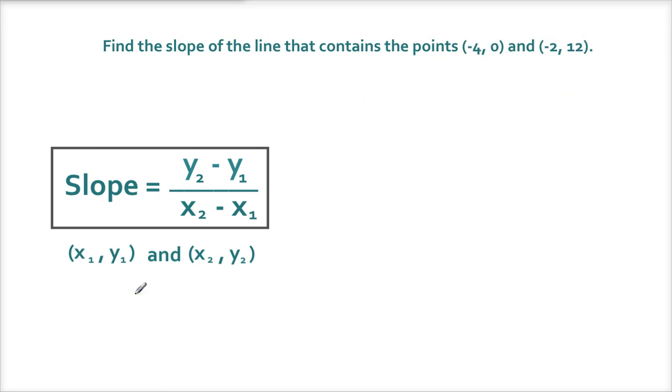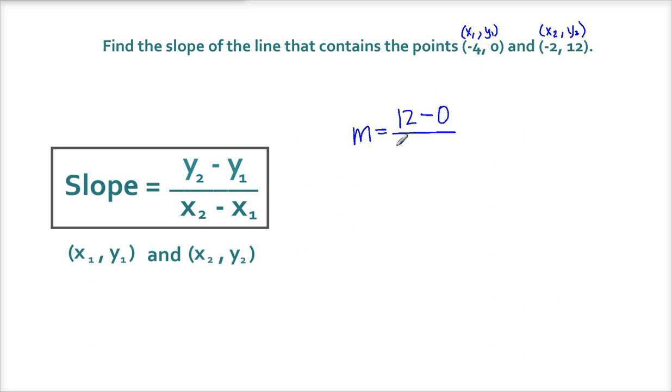Let's do one last example with some weird negative signs thrown in there. Same steps, label our points x1 and y1, and x2 and y2, and plug them into the formula. I'm going to use the m for the slope this time. Okay, y2 minus y1. So y2 is 12 minus y1 is 0. Not so bad. And then the bottom is x2 minus x1.